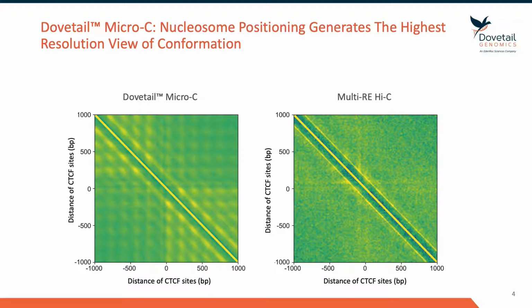And as you can see, there are differences between these two matrices because in the one on the left, the Micro-C data, you can see where these nucleosomes are positioned, but moreover, as you move away from the diagonal, you can see how these nucleosomes are interacting with each other. So with the Micro-C data, you can zoom in even past a looping event to look at how mono-nucleosomes interact, which is just something that you can't do with restriction enzyme-based Hi-C.